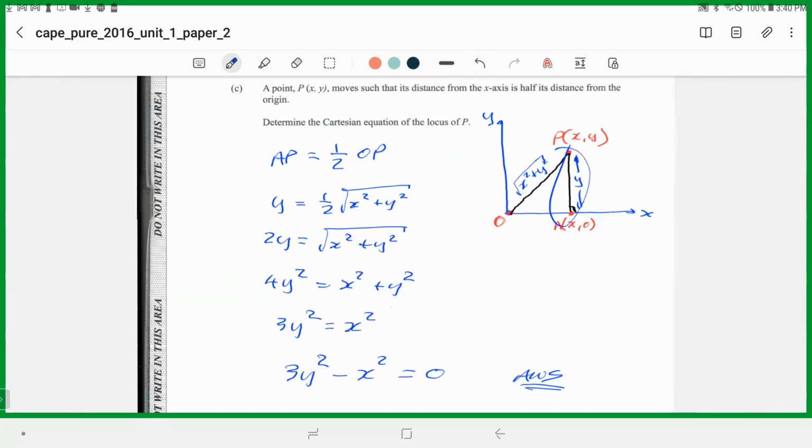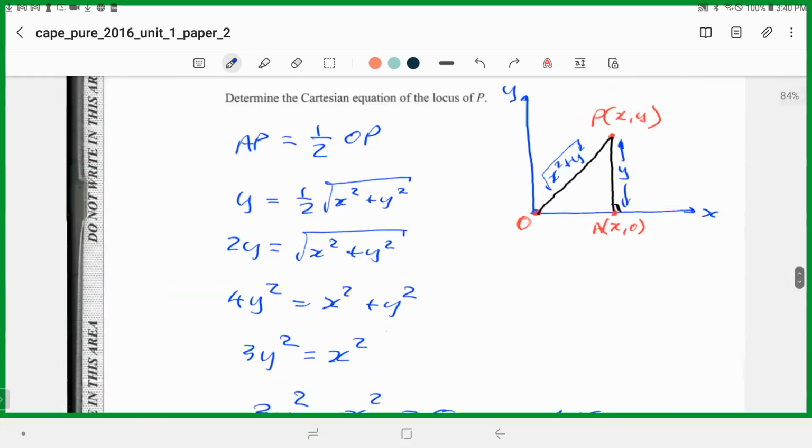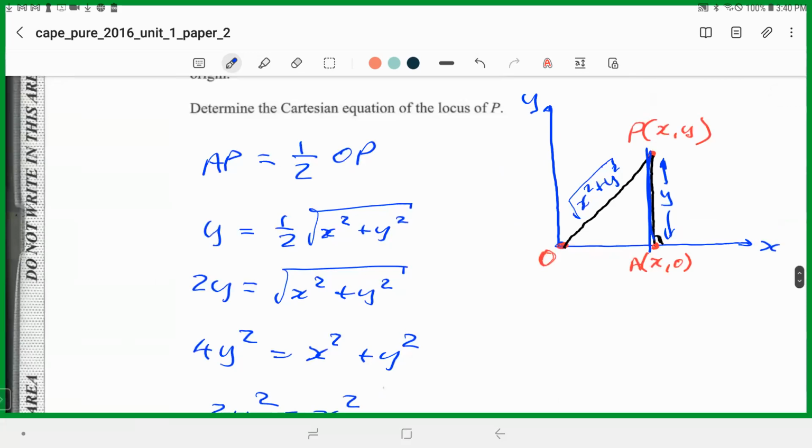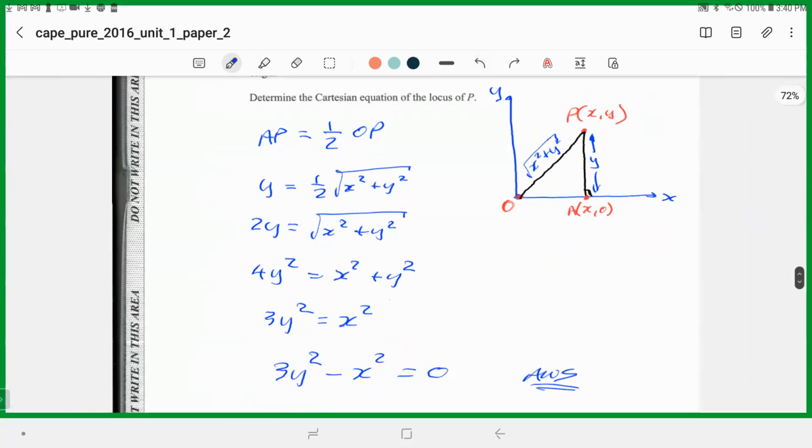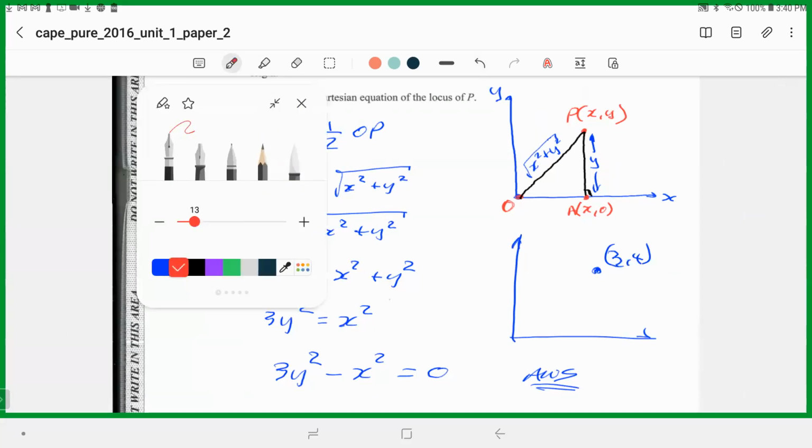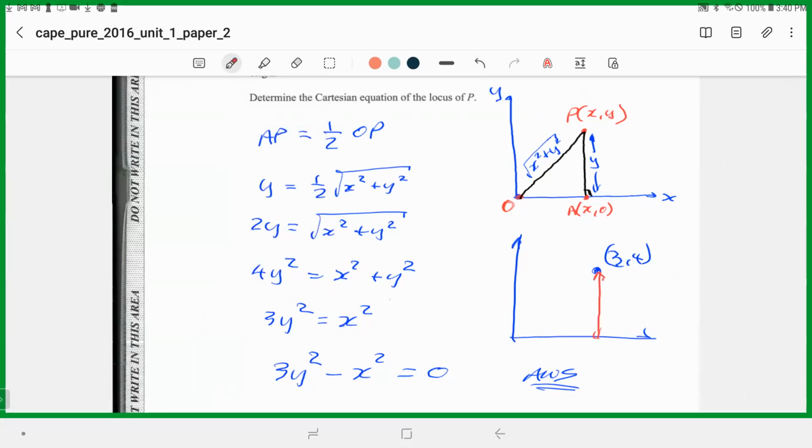Why is the length of PA y? Why is this length y? Yes, sir. All right, let me ask you a question now. If we have a point here, (3, 4), what is this length on the x-axis?